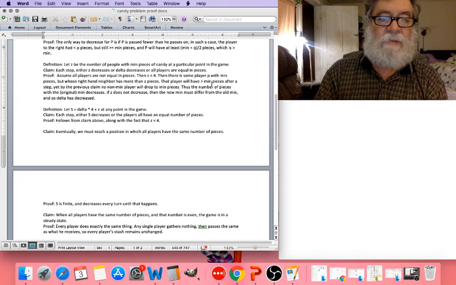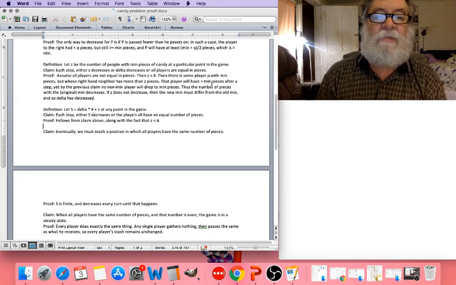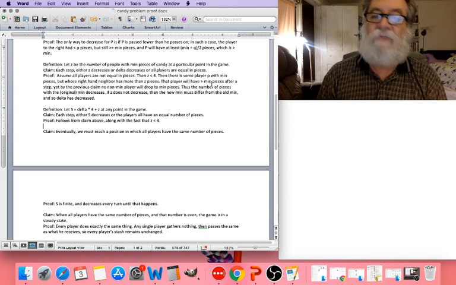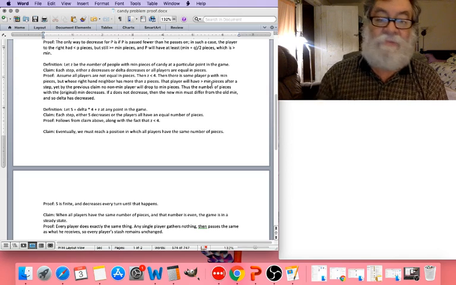So that proves that S keeps decreasing, and now I can simply claim that means we eventually reach a place in which all players have the same number of pieces, and the reason is because S keeps decreasing and it's finite, and it decreases every turn, so eventually it drops down to 0.